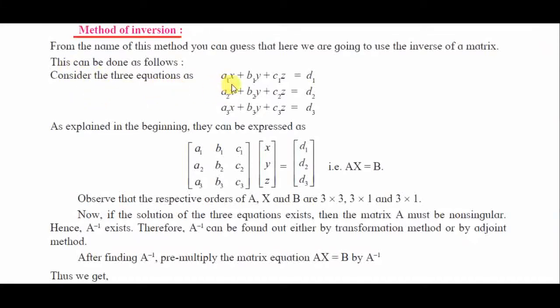Here a1x plus b1y plus c1z is equal to d1, the first equation of three variables x, y, z. a2x plus b2y plus c2z is equal to d2, the second equation. a3x plus b3y plus c3z is equal to d3, the third equation. First, be clear that if the number of variables is 3, then the number of equations must be 3. The number of equations and the number of variables must be the same. Only then are we going to find the solution by using the matrix method.